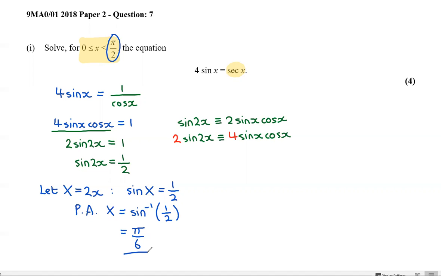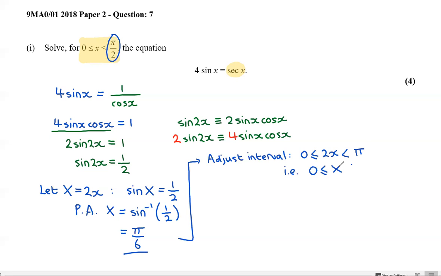Before we do that, let's just adjust the interval. Okay, so we're going to adjust the interval that we're working in. So we're no longer working in between 0 and pi over 2 because we're talking about 2x now. So we're going to have to double everything. That's going to be pi. So we're going to look for angles in the first half turn.